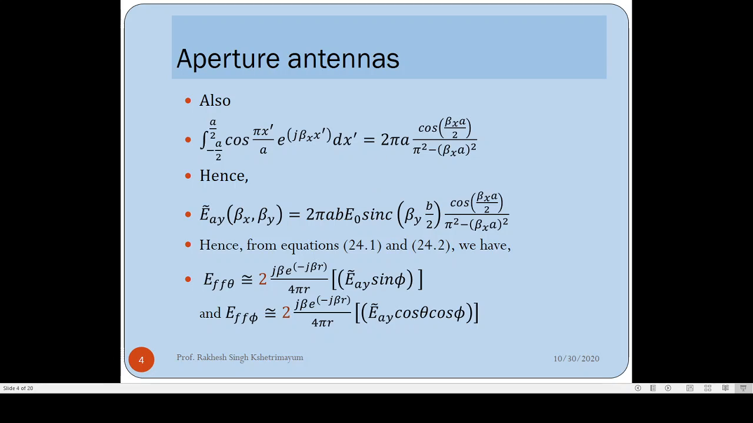The first step is to establish the fields in the aperture, and once you have that, you do the 2D Fourier transform of the aperture fields.